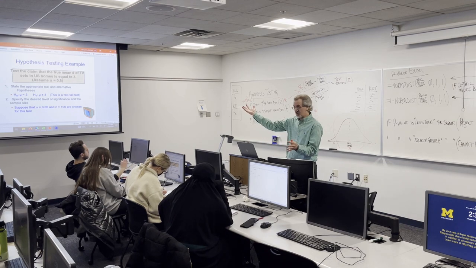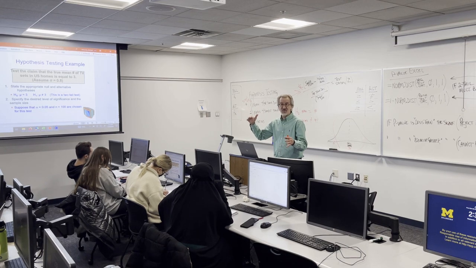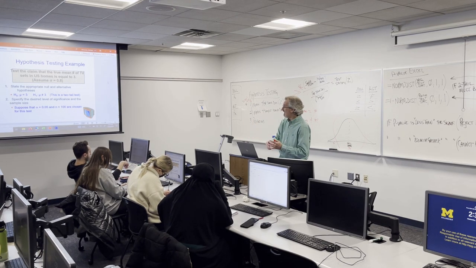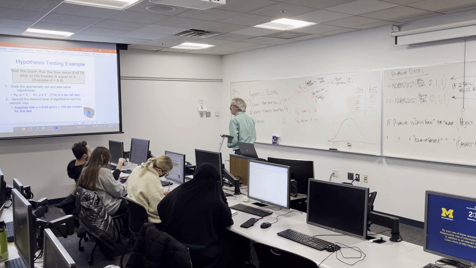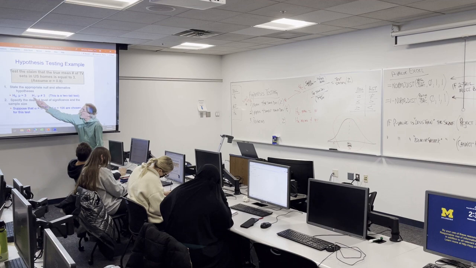The claim is that there's an average of 3. The researcher is saying, I don't think there is an average of 3. I think it's different. Nothing about it being more than 3, nothing about it being less than 3. It's just 3. That's why it's two-tailed. That's why you have the null hypothesis, mean equals 3. Alternative hypothesis, mean doesn't equal 3.